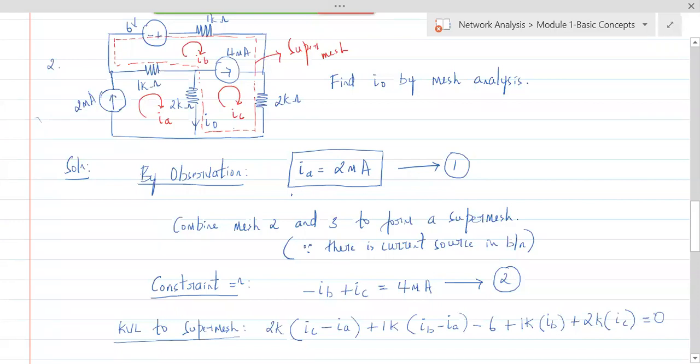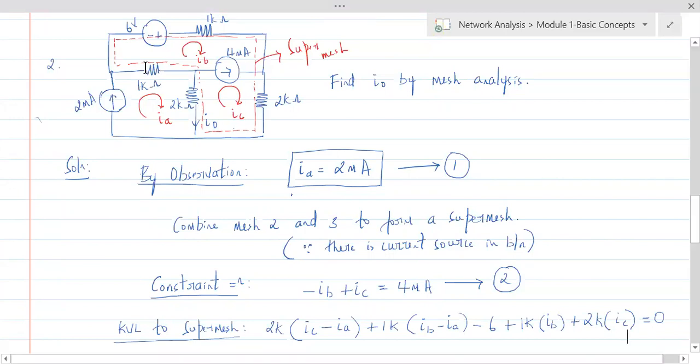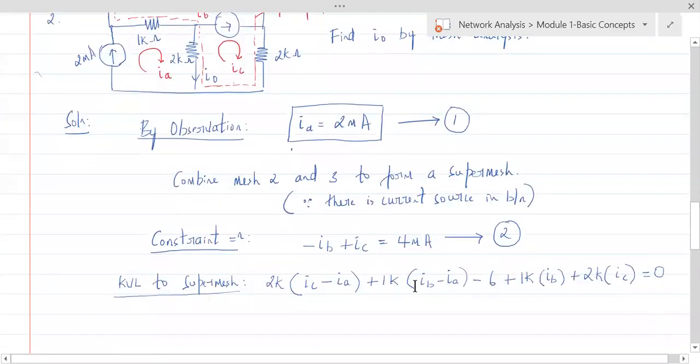How many voltages are there? You can just count that. See here, you have 1, 2, 3, 4, 5. So totally 5 voltages are there along with this voltage source. The algebraic sum of these 5 voltages should give you 0. That is according to KVL. So 5 voltages are there, and the algebraic sum of those 5 voltages would give you 0 according to your KVL. So that is KVL applied to the supermesh.